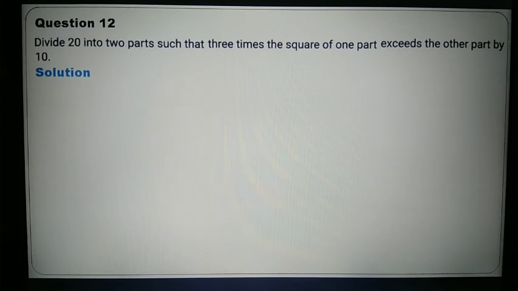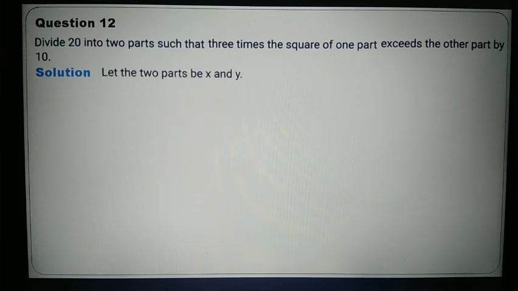Now we have this problem. We'll pay attention to this problem carefully so that we can have the next problem as homework. So we have: divide 20 into 2 parts. It's like the earlier problem where we did the division of 15 into 2 parts, right? So obviously I'm going to take one number to be x, the other will be 20 minus x.